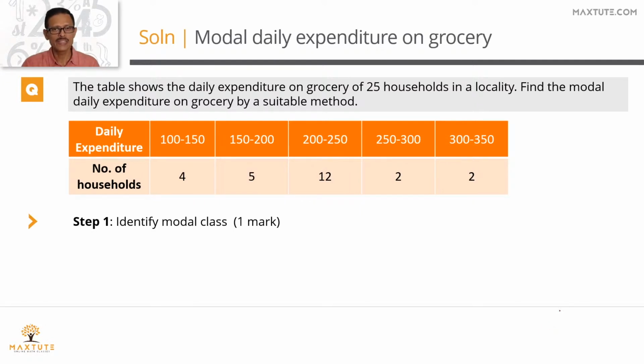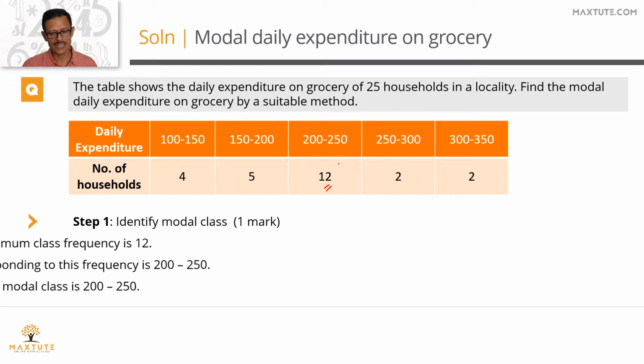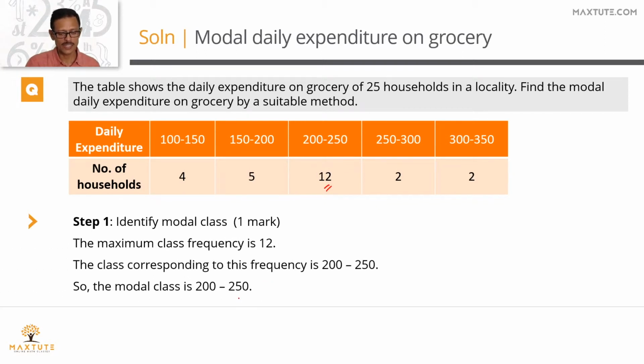Modal class. How do we define mode? Mode is that element which occurs with the maximum frequency. In the table given below, which is the maximum frequency that we can see, 12 is the maximum frequency. The class that this 12 belongs to is 200 to 250. So the modal class for this distribution is 200 to 250. For doing this and writing this, you're going to get 1 mark.